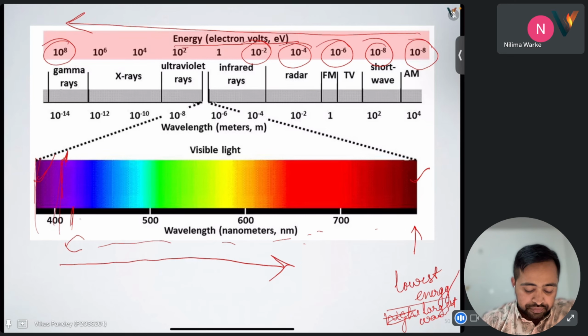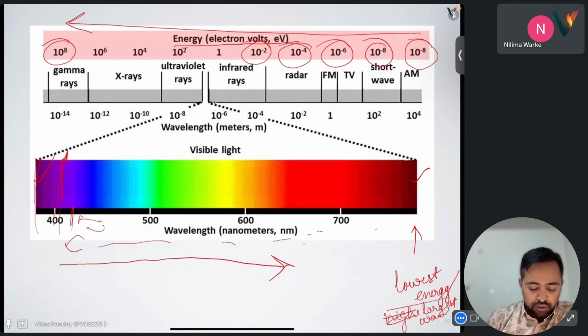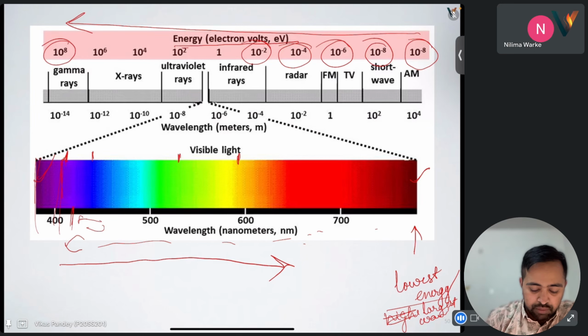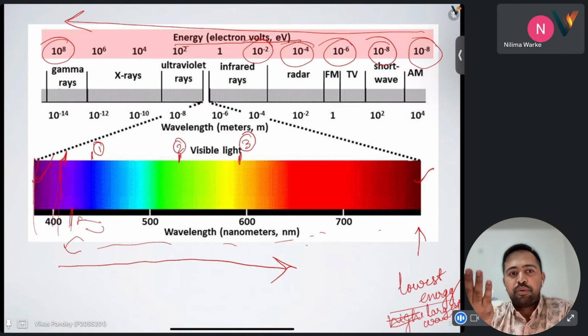So blue. What were the options? Blue, green, and yellow. It is about blue, green, and yellow only, right? So blue is here, green is here, and yellow is here. So which will have the highest energy? Blue one. Yeah, blue will have the highest energy, followed by green and yellow. And it is very similar to the wavelength. We can say energy is inversely proportional to wavelength.